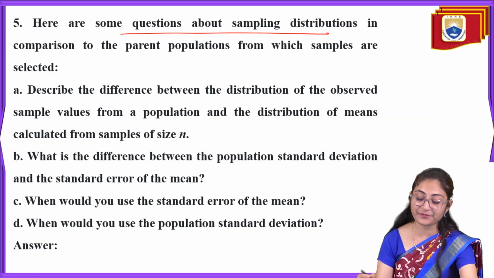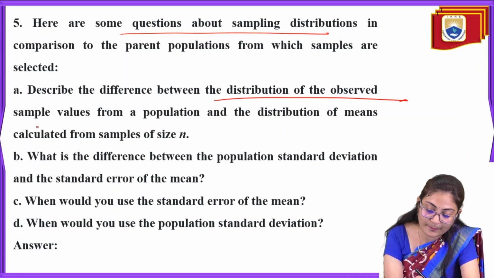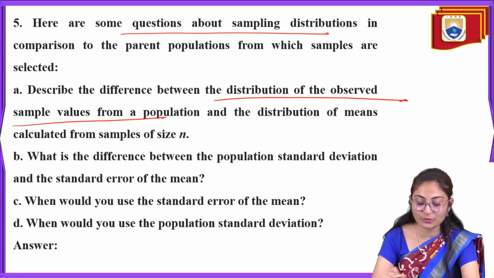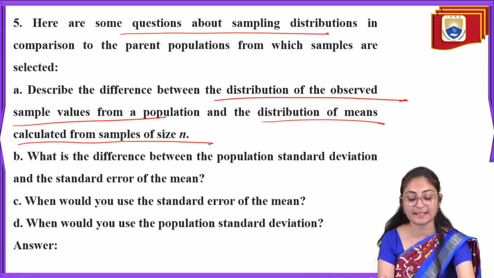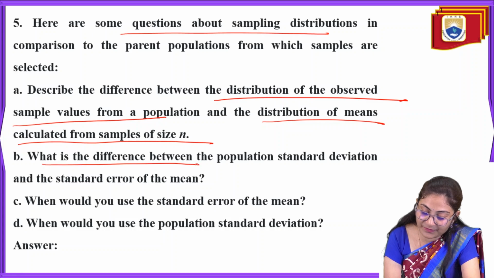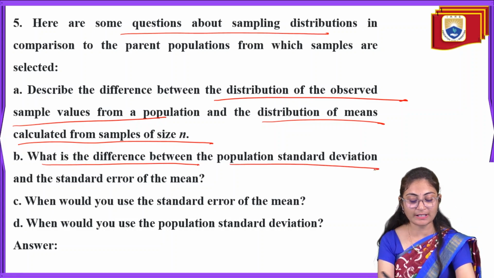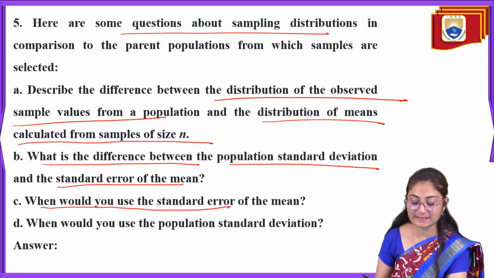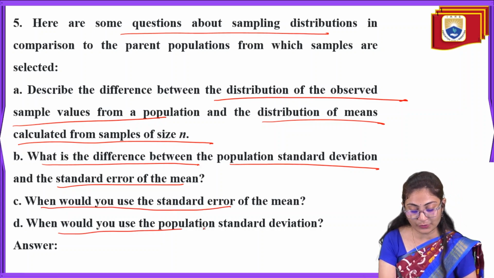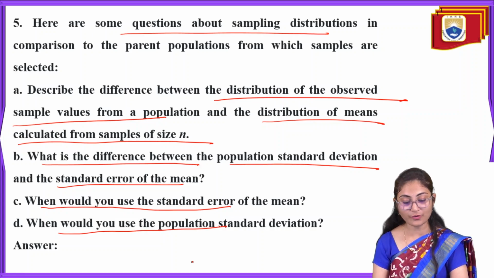Now there are some questions about the sampling distribution in comparison to the parent population from which samples are selected. First, describe the difference between the distribution of the observed sample values from the population and the distribution of the mean calculated from sample size n. Then next one is, what is the difference between the population standard deviation and the standard error of the mean. And C, when would you use the standard error of the mean and when would you use the population standard deviation. So we'll see one by one.